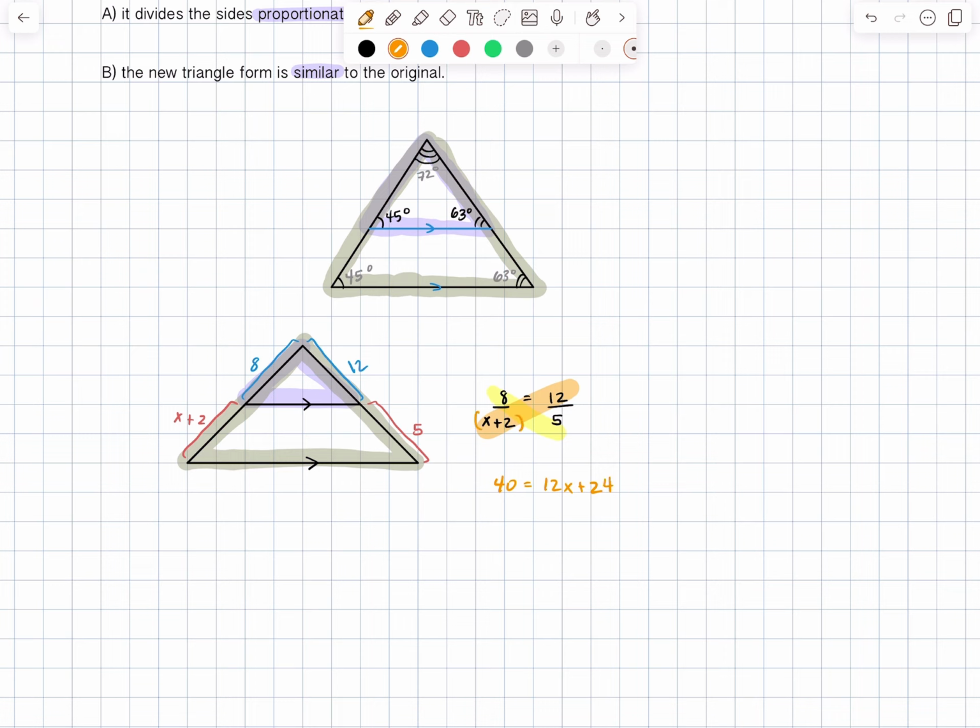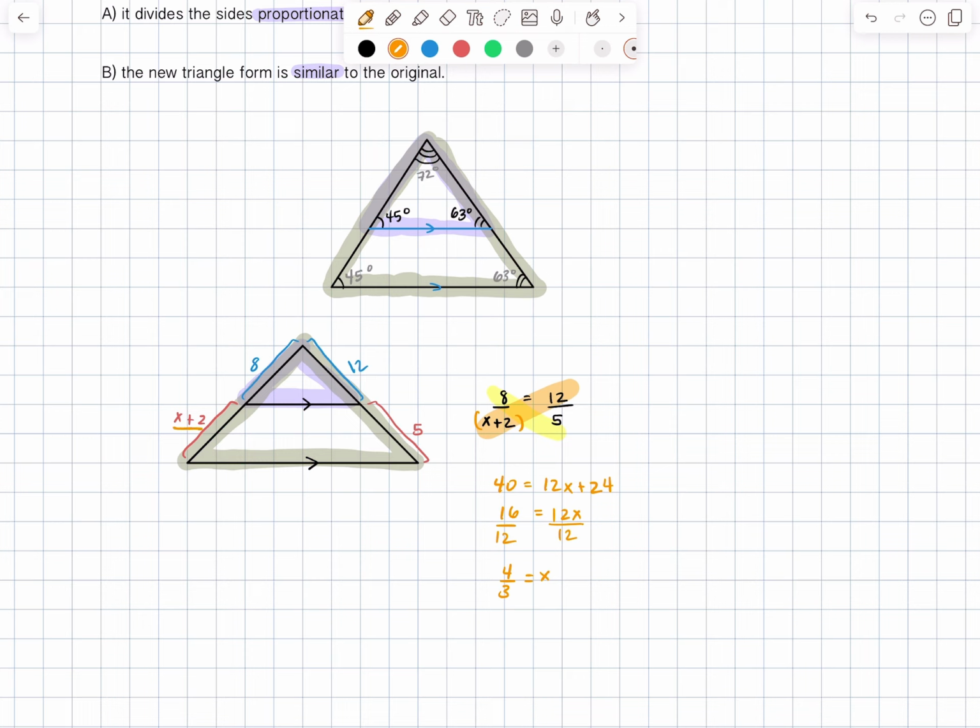Remember, we have to multiply 12 by the x and the 2. So subtract 24 on both sides, and I get 16 equals 12x. Divide 12 on both sides, and I get 4 over 3 equals x.